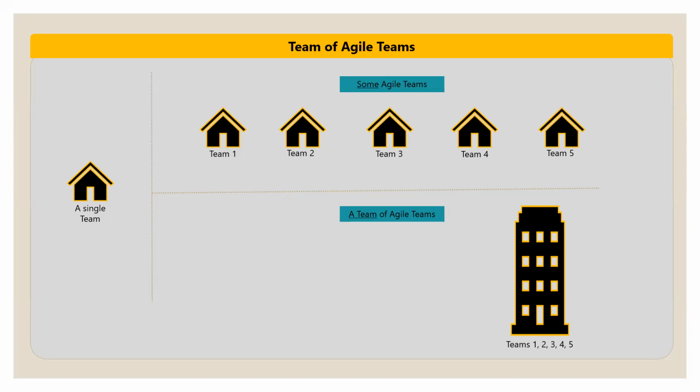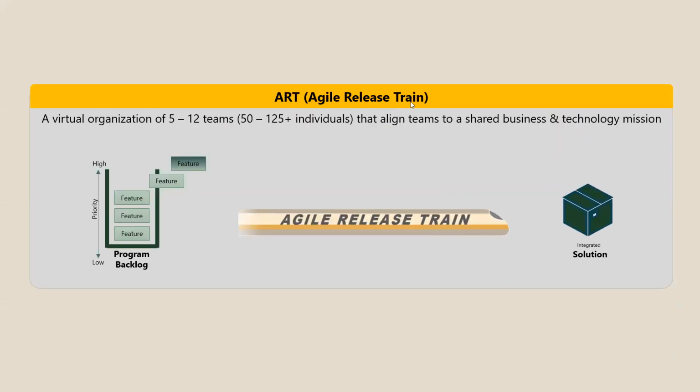Wonderful, Abha. So the difference between these 5 teams is that they are working on individual development, technological and business missions. The way I put it is, if your teams are working on different technological and business missions, they are called some agile teams. They have different independent development cycles. If a set of teams are aligned to a single technological and business mission, they are called a team of agile teams. In SAFe, a team of agile teams is called an ART, or an agile release train.